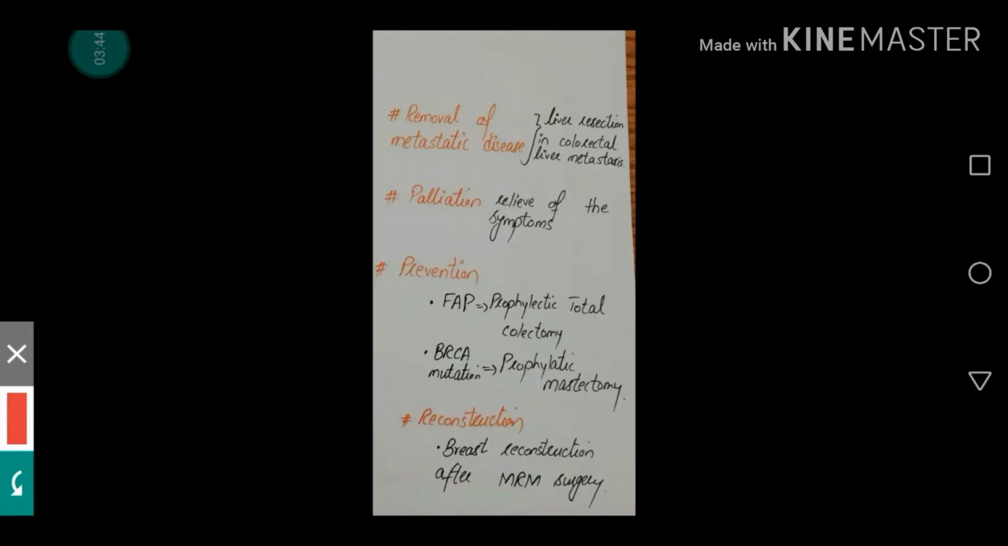Now further, principles of cancer surgery include removal of the metastatic disease. This is specifically important in a colorectal carcinoma patient who is most likely to have a liver metastasis. In that case, liver resection in a colorectal carcinoma patient could save the life of the patient. And then comes palliative treatment. This only involves the relief of the symptoms.